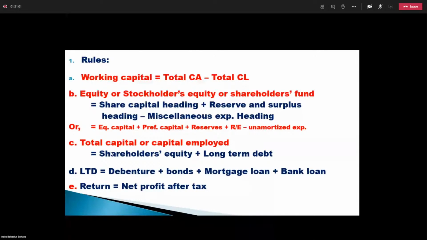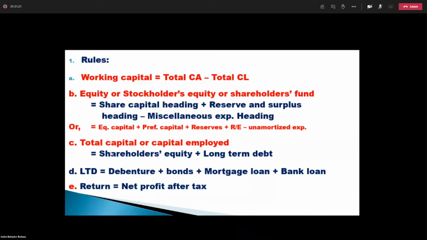And what is long-term debt? LTD. Long-term debt, how do we calculate long-term debt? Long-term debt is a liability with more than 1 year maturity period, like debenture, bond, mortgage loan, bank loan. You add these, and this is long-term debt.